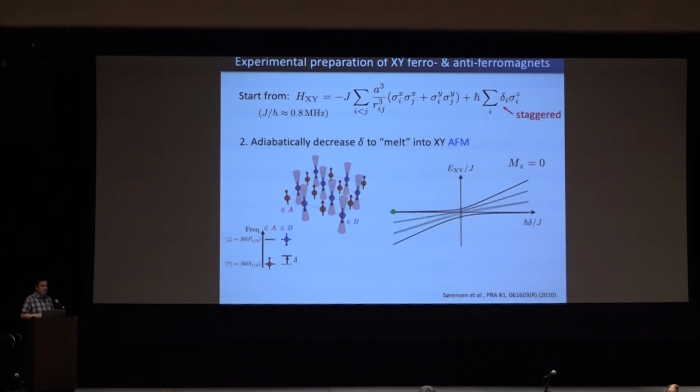Now, the interesting thing is that when you start from this configuration, the configuration is symmetric and you can prepare both the ferromagnet and the antiferromagnet. Look at this value of delta, the detuning of the laser from resonance. If you start with negative values of delta and decrease adiabatically the strength of this staggered field, you prepare the antiferromagnet. If you start with positive values of delta and do the same, you prepare the ferromagnet. So in the same experiment, just by changing the sign of the detuning of your laser, you can prepare both the ferromagnets and the antiferromagnets.